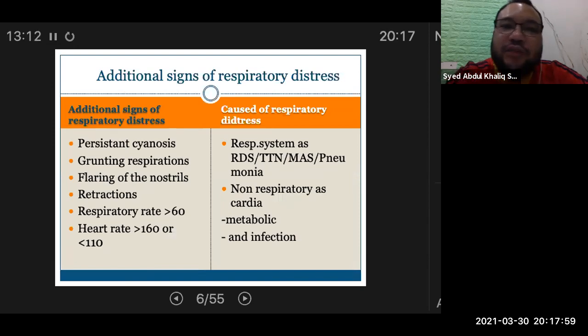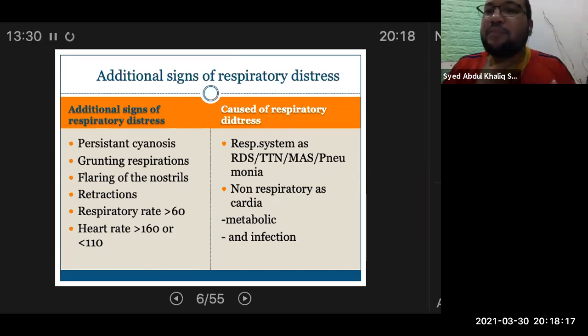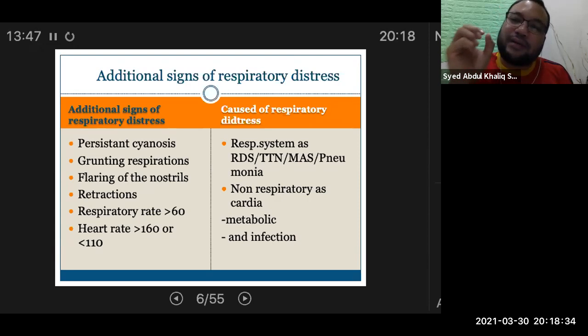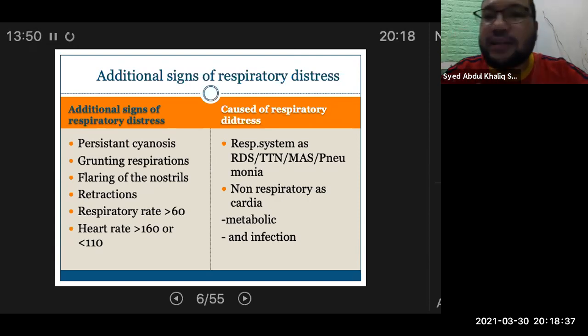What are the other signs of respiratory distress? Cyanosis. Cyanosis may suggest that the patient is in distress. Grunting. What is grunting? Grunting is breathing where the baby seems to push. Basically, the baby tries to close the vocal cord, like when you are straining. When you want to pass motion, you strain. You close the vocal cord, you press, you increase the intrathoracic pressure. The idea is that when the baby increases the intrathoracic pressure, it helps to open up the airway. So that's grunting. Grunting is a sign of respiratory distress.